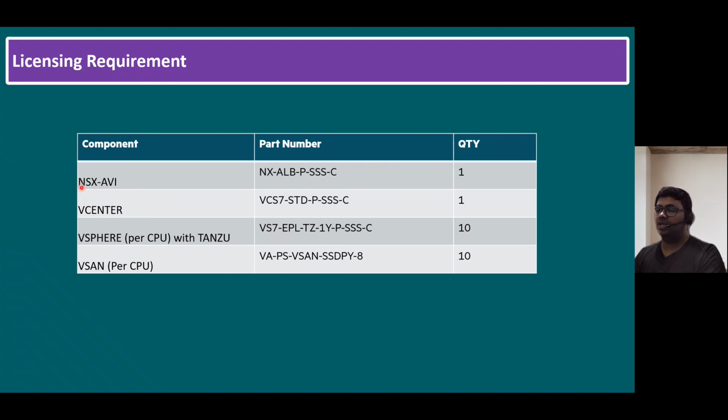For our design, we need one NSX load balancer license, one vCenter license, and 10 ESXi host licenses. That 10 means we are choosing 5 hardware servers, but each has 2 CPUs, so we need 10 quantity of licenses. Virtual SAN is also per CPU based, so we need 10 quantity of licenses. This is how we should propose the licenses needed to the customer.